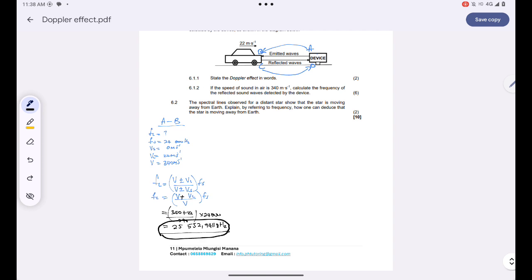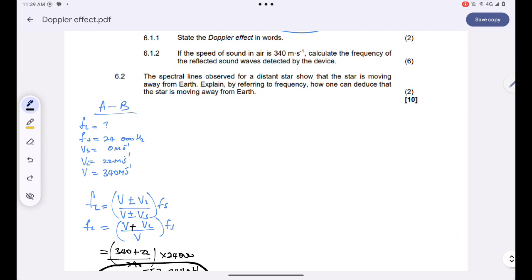So now our car is our source. Whenever we talk about the reflected frequency, the car will become the source. Since the device has to detect the reflected frequency, the device will become the listener, or the observer. So for C to D, that's when I'm talking about the reflected frequency. The frequency of the listener, that's what I'm looking for. And the frequency of my source is simply 25,552.94118 hertz.